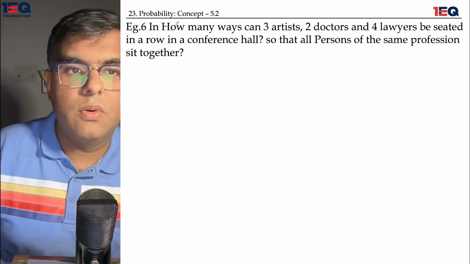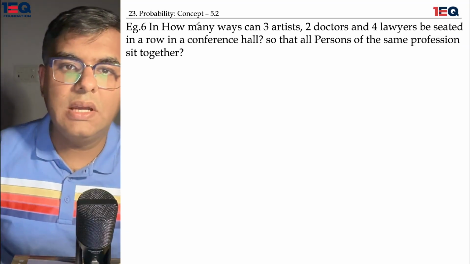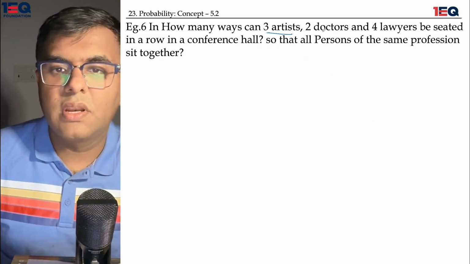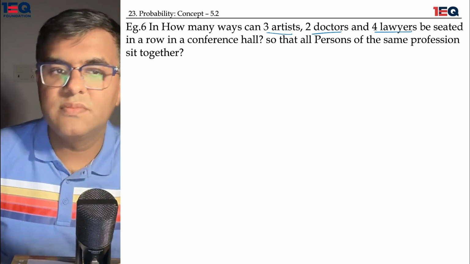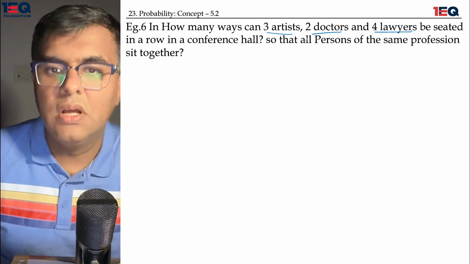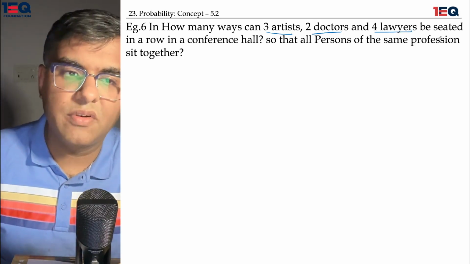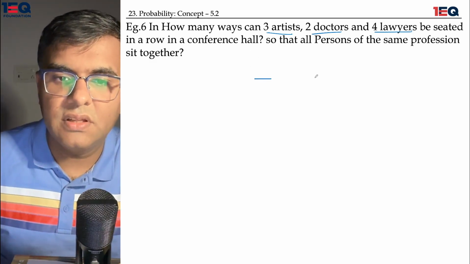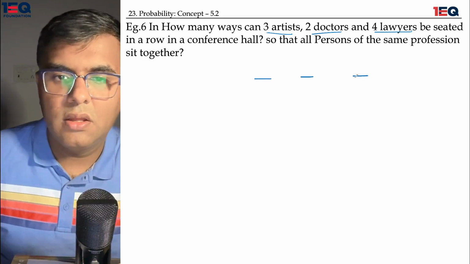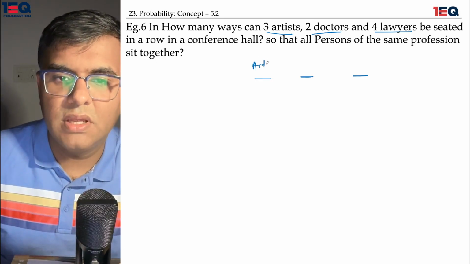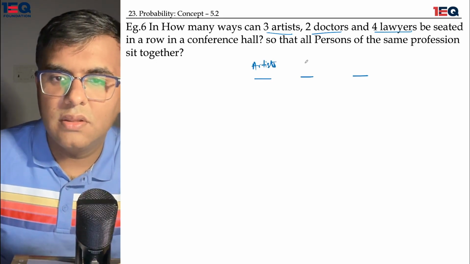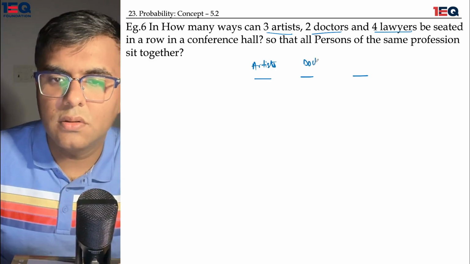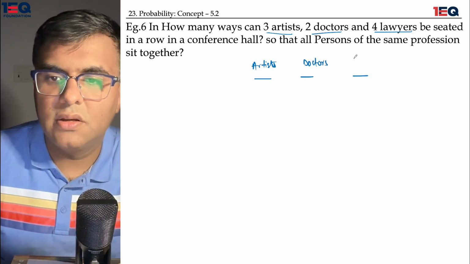So talking about in how many ways can three artists, two doctors, and four lawyers be seated in a row in a conference hall so that all persons of the same profession can sit together? Okay. This means we have three professions. The first one being artists, the second one being doctors, and the third one being lawyers.